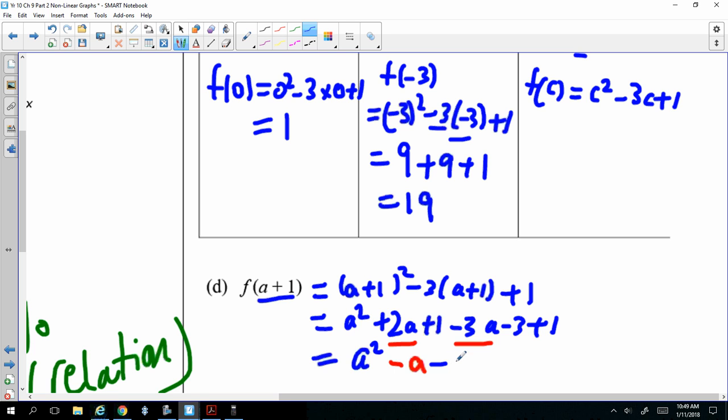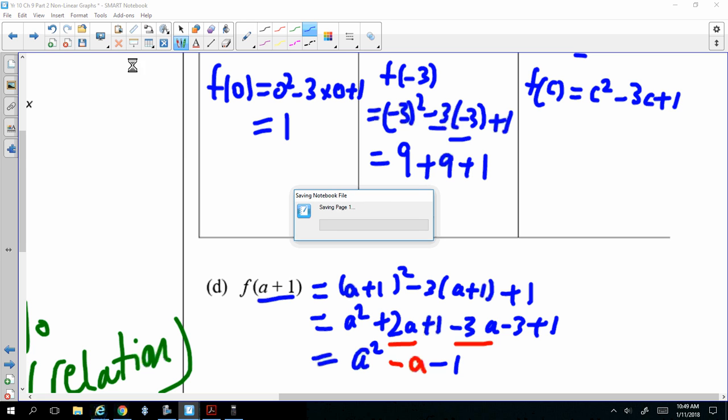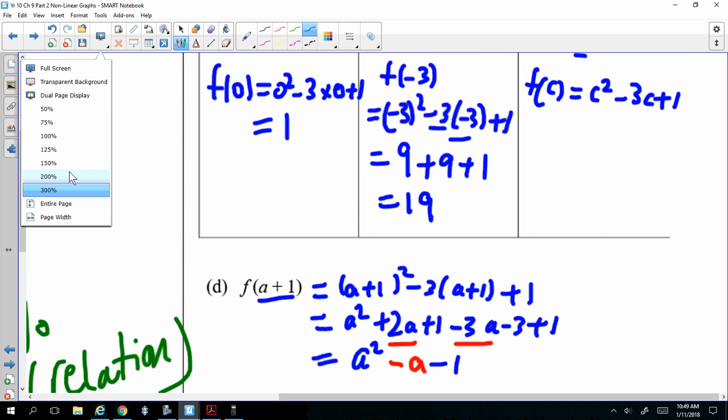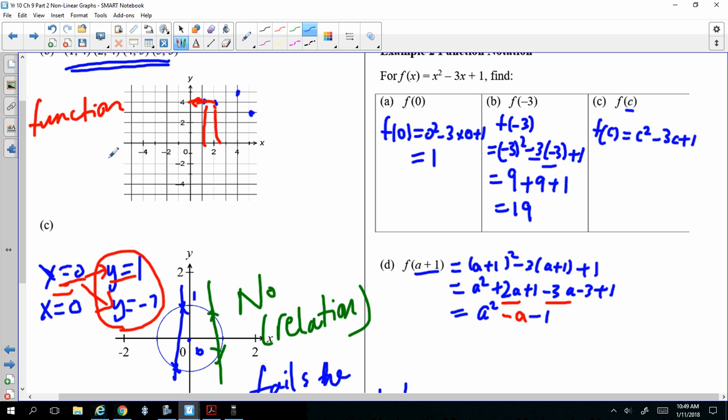Okay, cool. So now we know how the function notation works. We also have to study more terminology. Go to the next page.